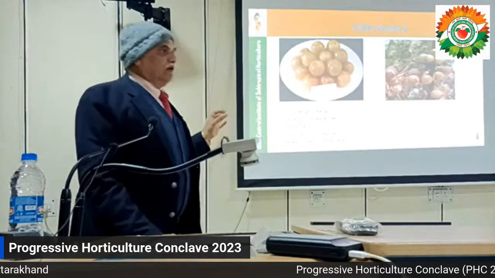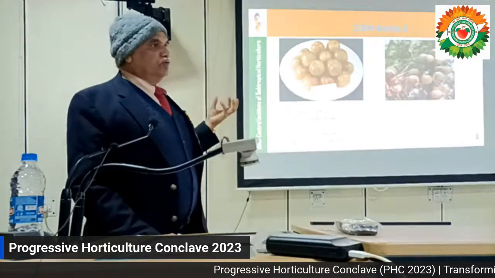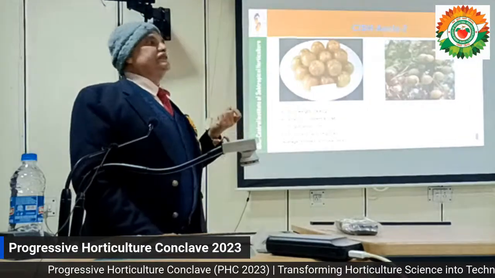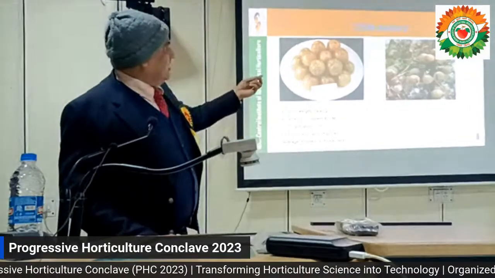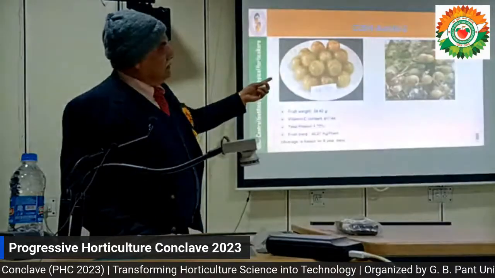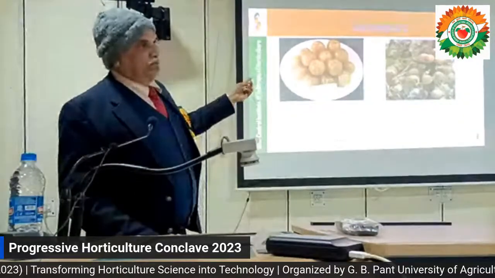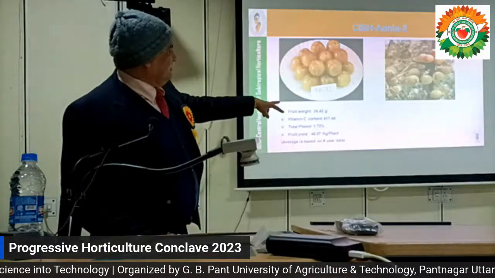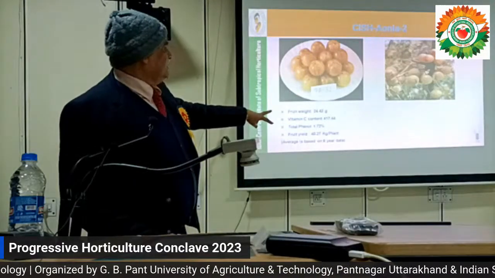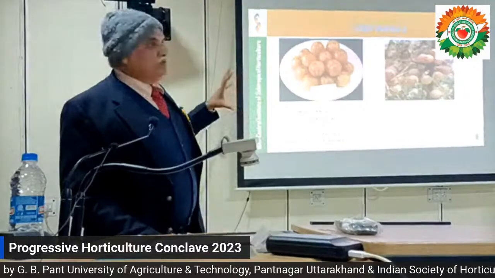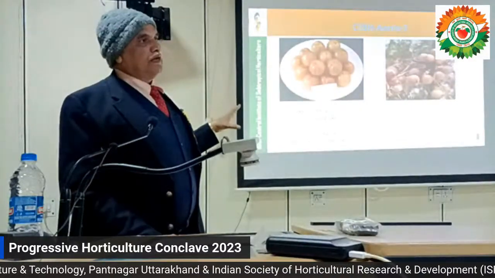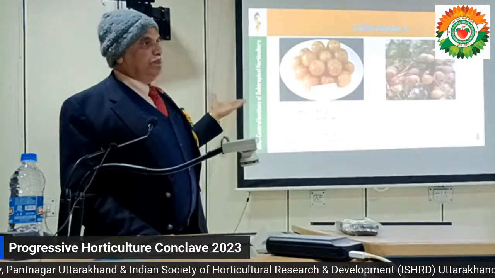Generally, colored Amla, we have found during the survey that if the fruit is colored, then the size is very small. But in this, we have fruit weight of around 20 to 25 gram, and vitamin C content is also very high. You see 17.44, and total phenol is also high. So these are the two selections which we have released at the institute level, and these are in the ICRP program also.